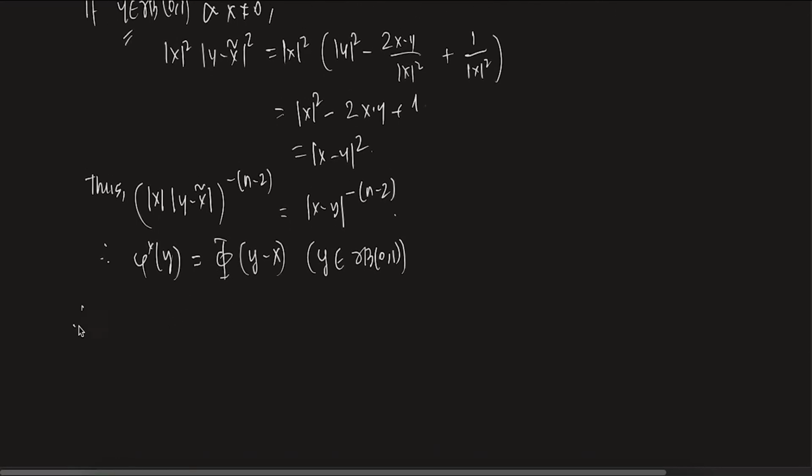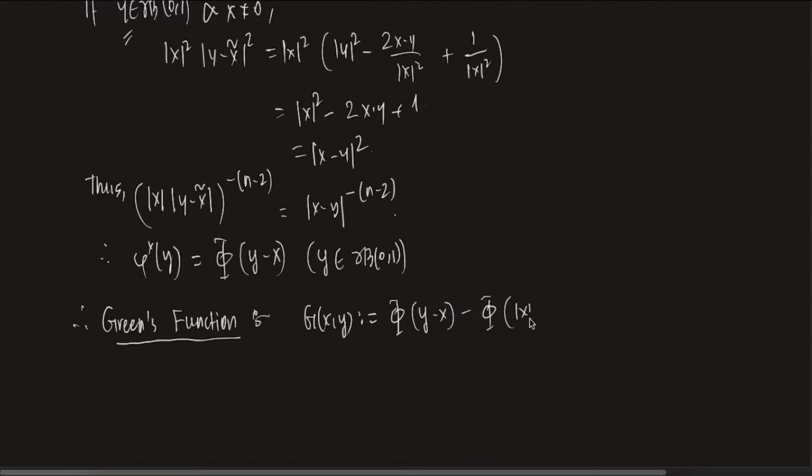So let me write down that, therefore, the Green's function. How do you write the Green's function? G of x, y will be defined as the fundamental solution of y minus x minus the fundamental solution of mod x times y minus x tilde. Okay, this is for x, y in B(0,1) such that x is not equal to y.